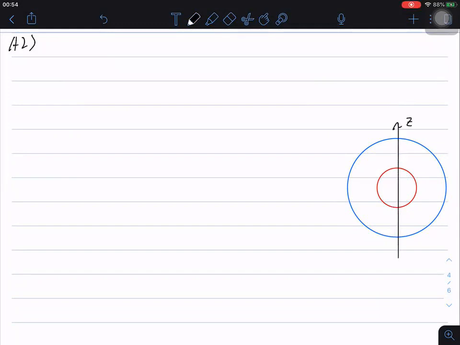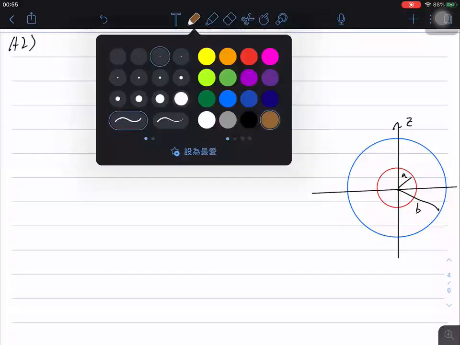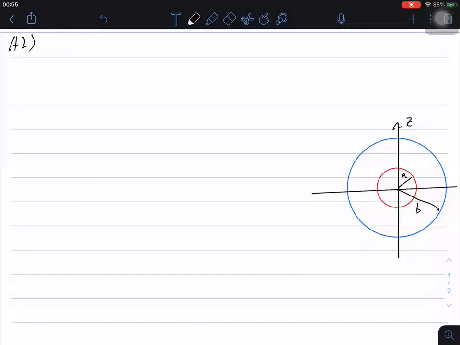Z axis, and for the inner sphere, the radius A, and for the outer sphere, the radius B. And this sphere is divided horizontally into two parts. So, okay, in this question, they're given the potential on the inner sphere and the outer sphere, and you're asked to solve for the potential in every region.